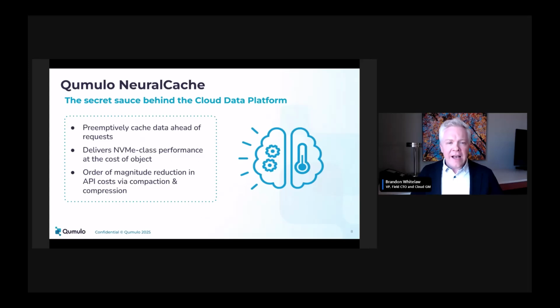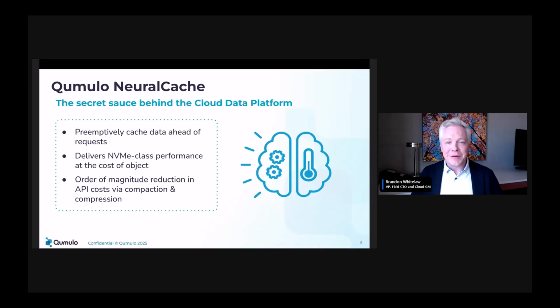Qumulo has had a preemptive cache technology in place for over 12 years, and I'll go into the details of that, but what really steps it up here is being able to take on new characteristics of data and training to deliver NVMe-like performance at the cost of object when it comes to Cloud Native Qumulo, or to present data to remote systems as if it's local and get local-like performance, even though the data is in some circumstances on a different continent. This also helps with an order of magnitude reduction in API costs, especially when using our Cloud Native Qumulo instance, which we'll show you the data on, which is just astounding.